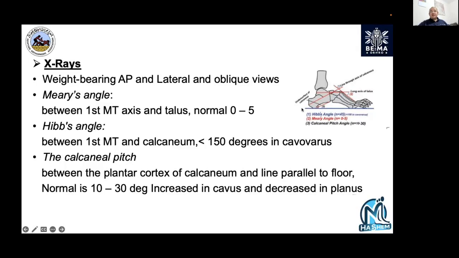Then Hibbs angle is between the longitudinal axis of the calcaneus and the first metatarsal axis, and this is normally an obtuse angle, as you can see. If this angle goes beyond 150, this means the patient has Pes Cavus. For the calcaneal pitch, you draw a tangential line here, this number 3, and the ground, and normally this is 16 to 32 degrees. If this calcaneal pitch is increased, it is mostly Cavus, and if it's low, it is planus.